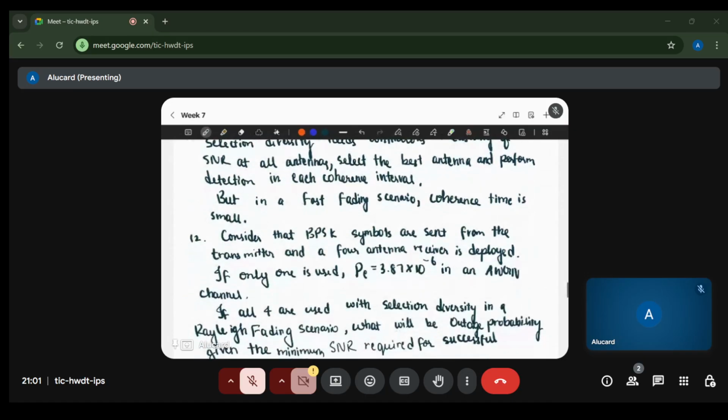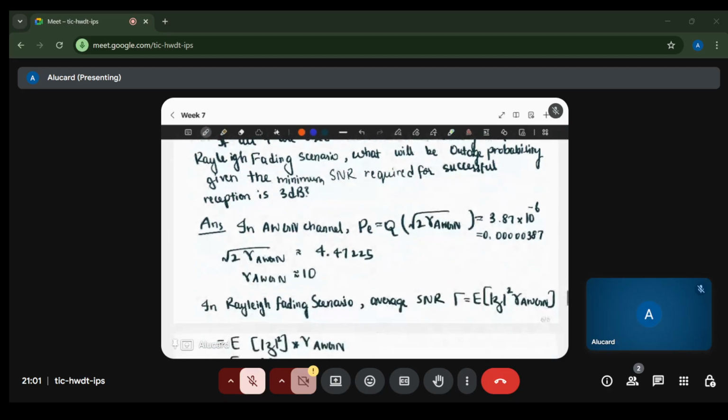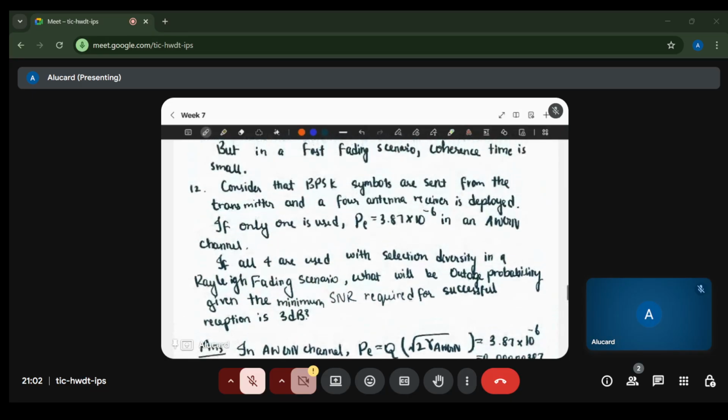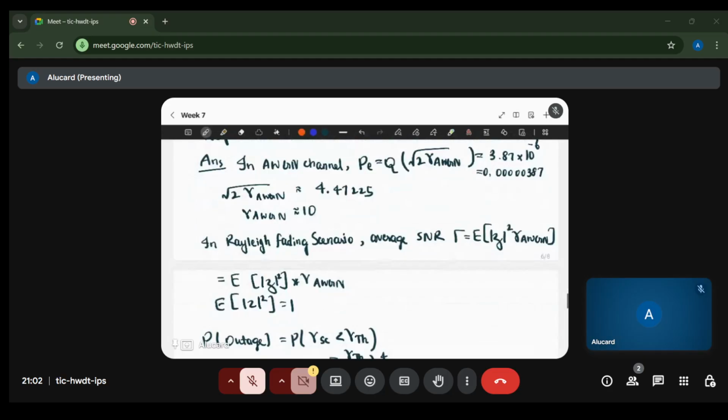Consider that BPSK symbols are sent from the transmitter and a 4 antenna receiver is deployed. If only one is used, P is 3.87 times 10 power minus 6 in an AWGN channel. If all 4 are used with selection diversity in a Rayleigh fading scenario, what will be the outage probability? Given the minimum SNR required for successful reception is 3 dB. P for Rayleigh fading for BPSK is Q of square root of 2 times SNR. So the SNR can be found and it turns out to be 10.